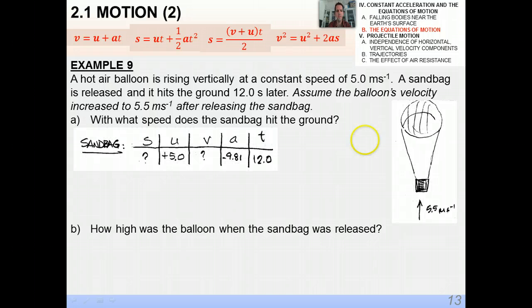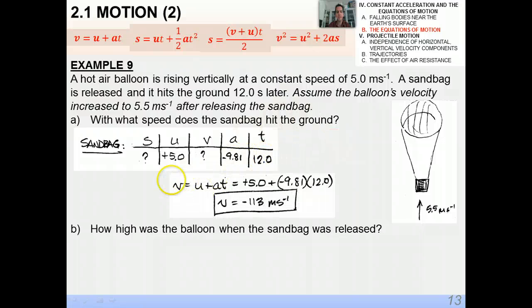Part A is fairly easy. For the sandbag, I've made a SUVAT table. Here's the initial velocity of the sandbag. It's going up at 5 meters per second. We're asked to find V. A is negative 9.8 meters per second squared, and T, that's crucial, it hits the ground 12 seconds later. This is a very simple application of V equals U plus AT to get negative 113 meters per second.